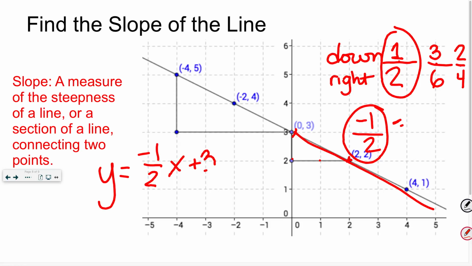Yeah, so that represents where we cross the y-axis. We're going to learn about that type of equation tomorrow, later this week. Right, so what did we identify? Two key things, the slope and the y-intercept, which we'll learn more about tomorrow. Yay.